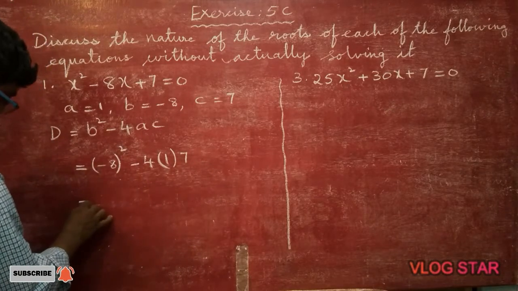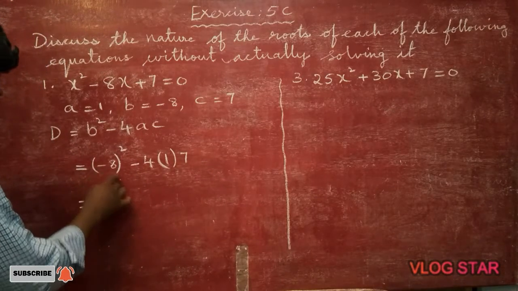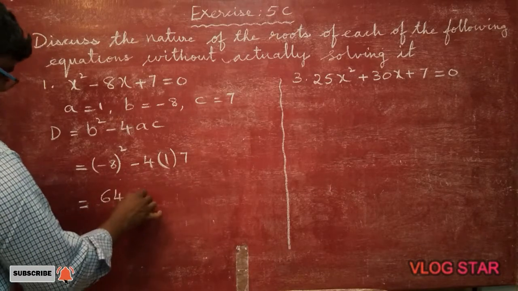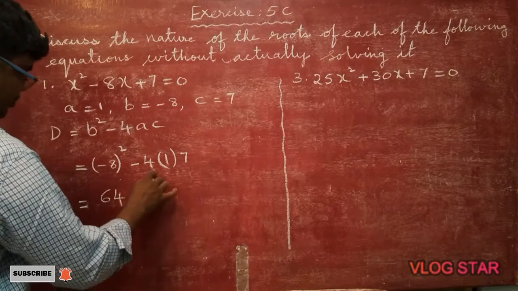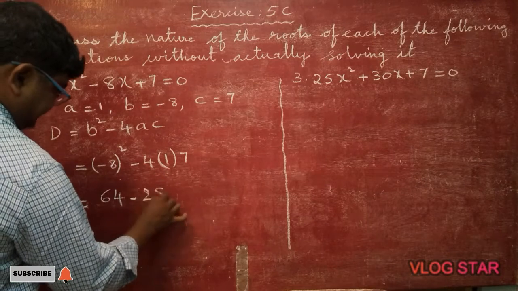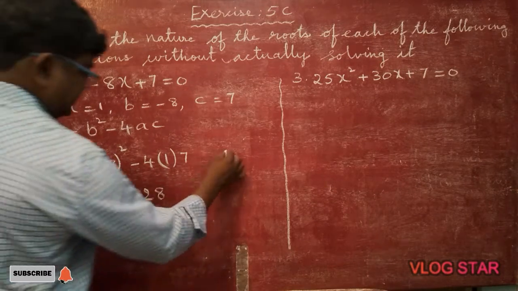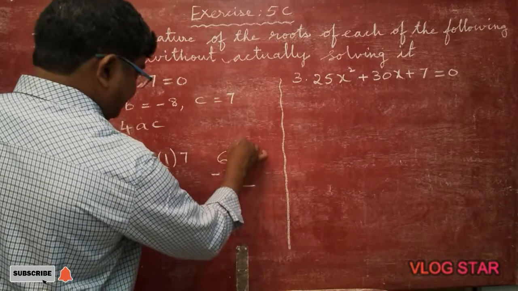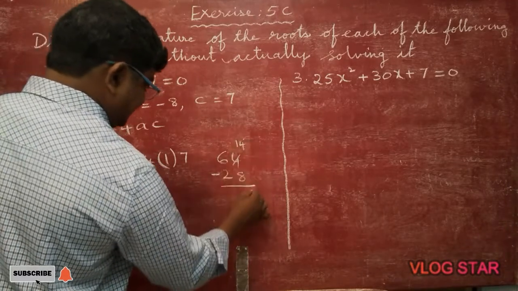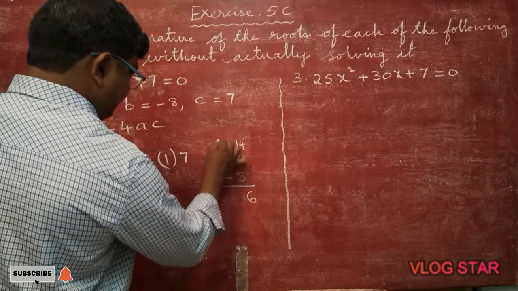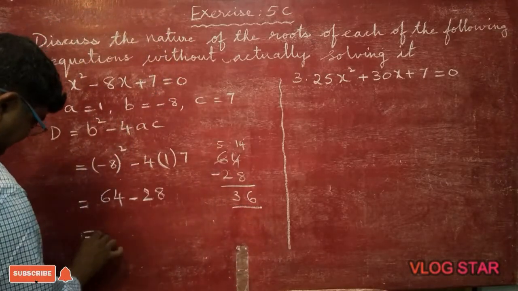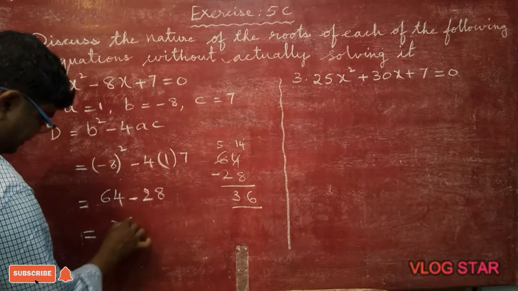That is equal to, minus into minus is plus, 8 8s are 64. Minus 4 1s are 4, 4 7s are 28. Subtract 64 minus 28. 14 minus 8 is 6. Here 5, 5 minus 2 is 3. We got 36. 36 is what?